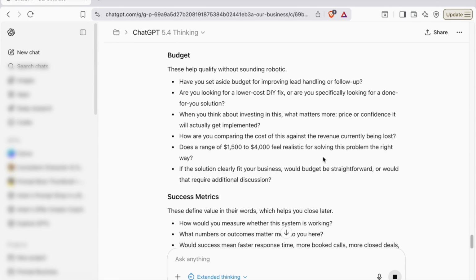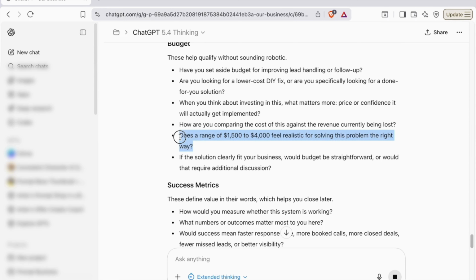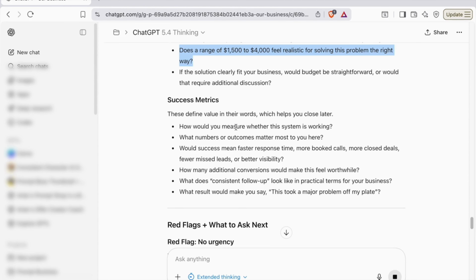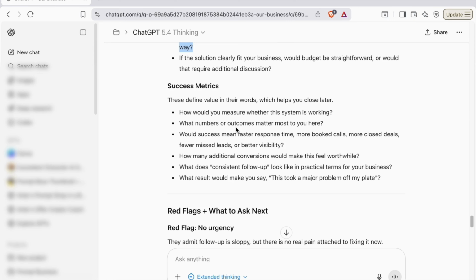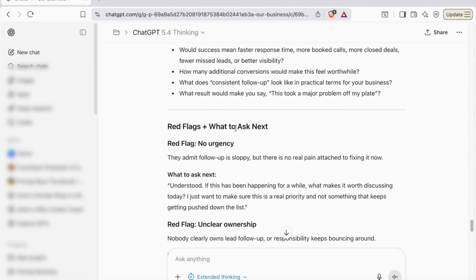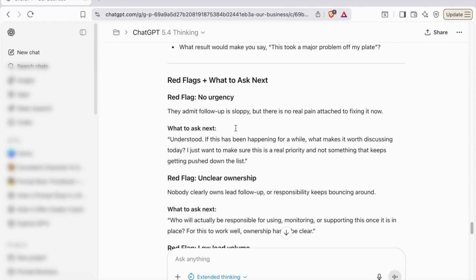And then because we have given it more detailed information, it's letting us know, hey, does this range feel realistic? We're letting the customer know up front the type of budget they're going to possibly need for our services, so they won't feel that you're being deceptive about the price or being vague about the price. And so here's some success metrics. You want to have them define what works, what's a success for them, what kind of outcomes are best for them. We have already let the system know what the red flags would be for us.